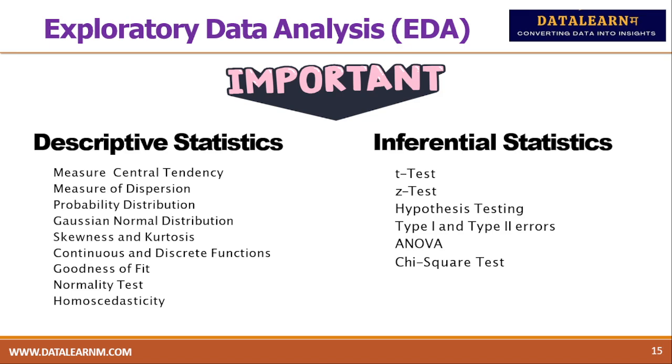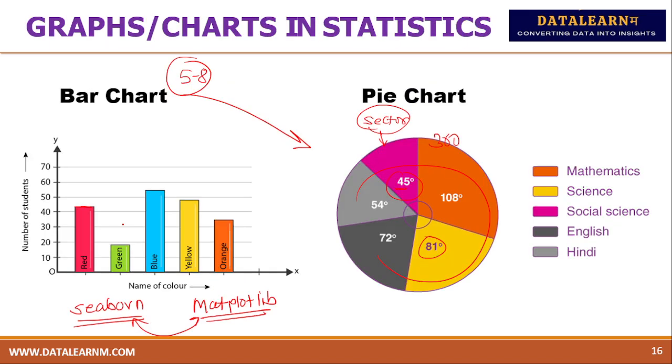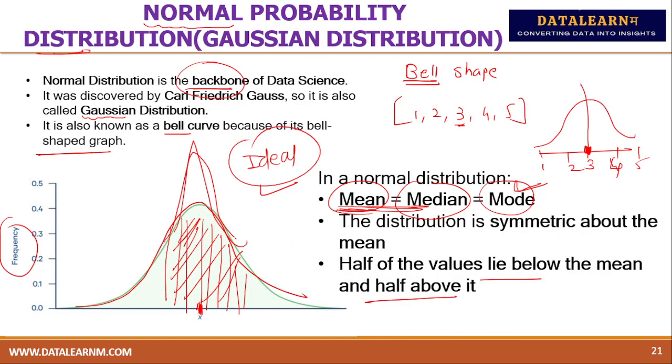Okay. So these things are there: discrete, continuous, goodness of fit, normality test, or homoscedasticity. That means it is not following that particular range. So it's not symmetric about the mean. All these things relate to descriptive statistics.